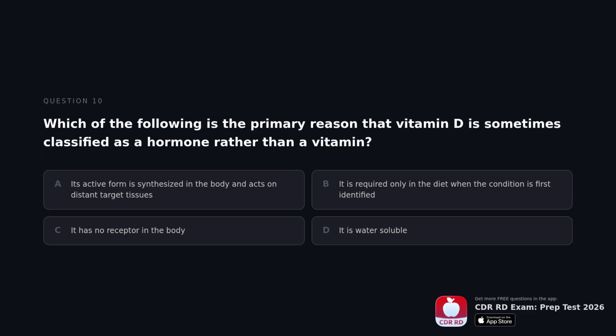Which of the following is the primary reason that vitamin D is sometimes classified as a hormone rather than a vitamin? A. Its active form is synthesized in the body and acts on distant target tissues. B. It is required only in the diet when the condition is first identified. C. It has no receptor in the body. D. It is water-soluble.